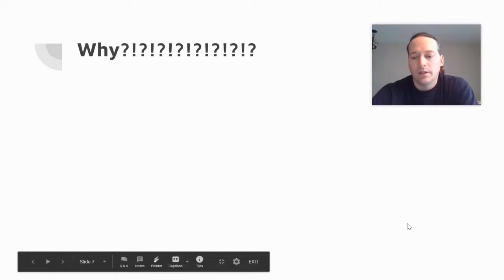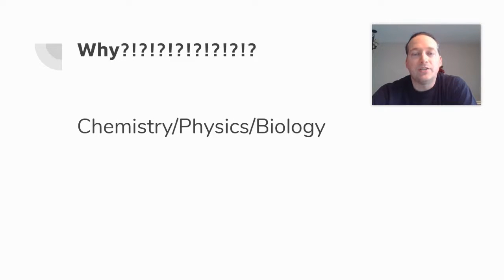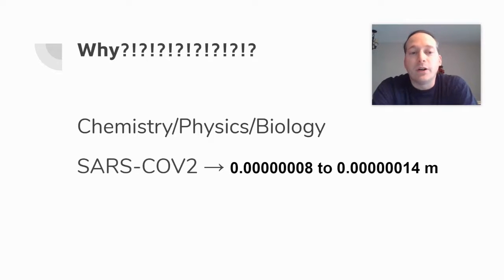Okay. So why? Like I kind of said, chemistry, physics, biology, it's used all the time. In biology, you'll use very, very small things. So the SARS-CoV-2 virus, the one that's causing COVID-19, this is the size of it: 0.000000014 meters. That's really small. It's actually smaller than the wavelength of light. It's kind of crazy to think about.